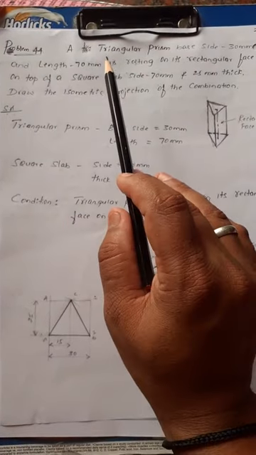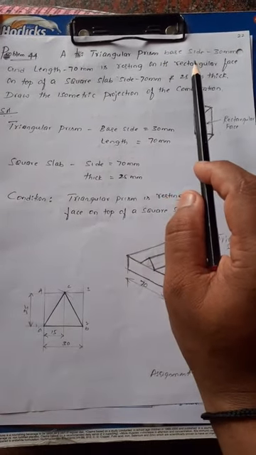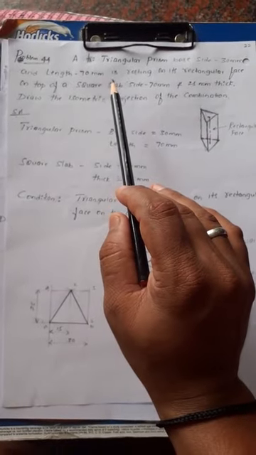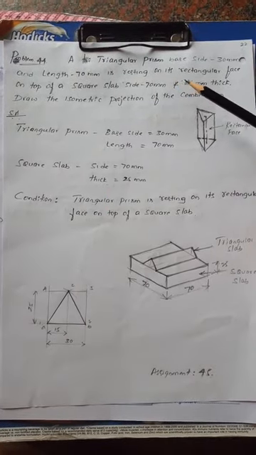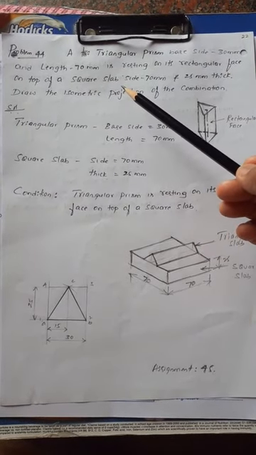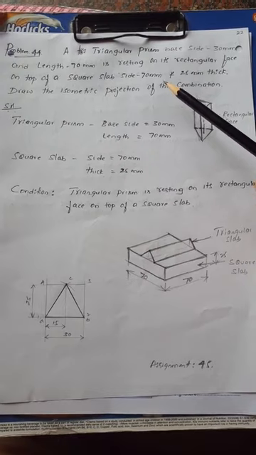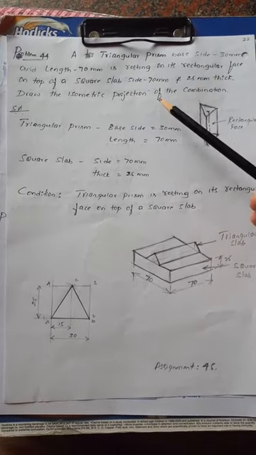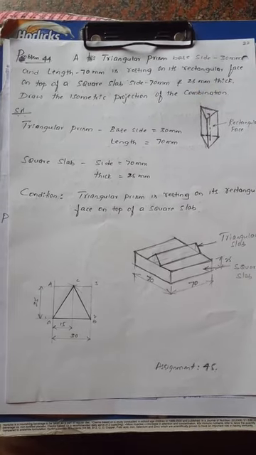Our next problem is problem number 44. A triangular prism, base side 30 mm and length 70 mm, is resting on its rectangular face on top of a square slab, side 70 mm and 25 mm thick. Draw the isometric projection of the combination.